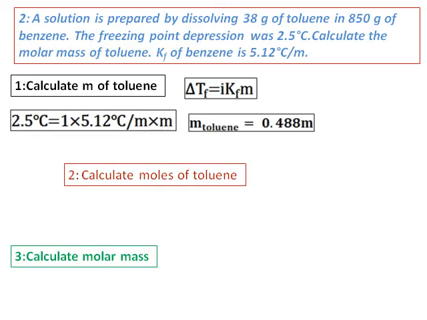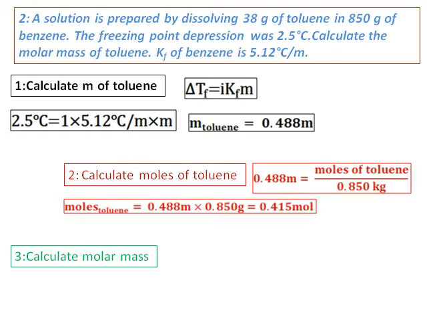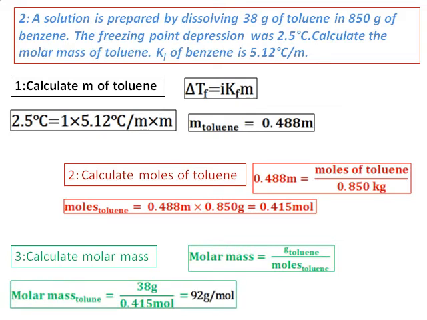The first step was to calculate the molality of toluene. The freezing point depression is given, so put that in and then get the molality. We get the molality of toluene equal to 0.488 molal. Then put it into the molality equation: molality equals moles of toluene divided by the mass of the solvent, and I get the moles of toluene as 0.415 mole. Now let's calculate the molar mass, and we know the formula for molar mass is grams over moles. From the grams and the moles, I can get the molar mass of toluene, that's equal to 92 grams per mole.